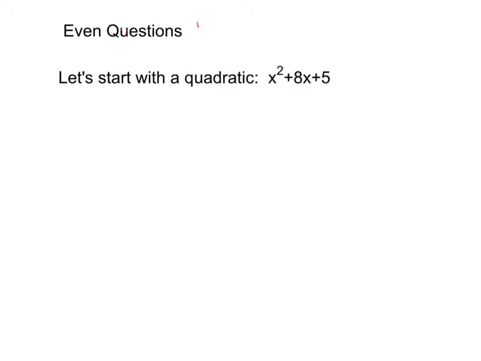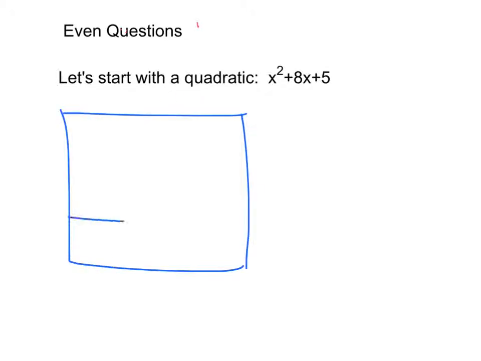All right, let's start with this quadratic, x squared plus 8x plus 5, and let's make a grid. I always start with my grid. And remember, this is a perfect square. We fill in what we have. So we know we have 1x squared.